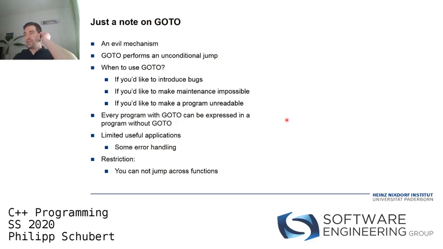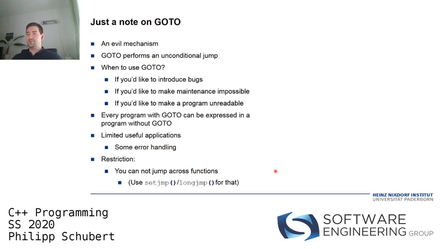Restrictions: you cannot jump across functions. So by using goto, you can only jump within one function. So you can't jump between two different functions. That wouldn't make too much sense. That would also be theoretically not possible in the ordinary usual computation models. That just would not work.